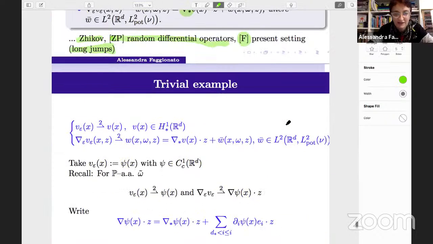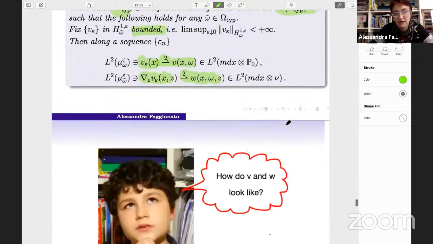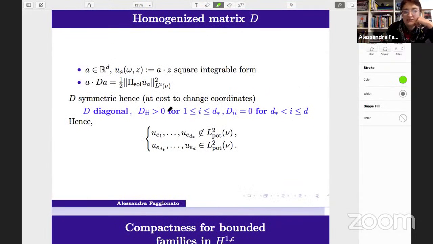Yes, the example is the following. I tell you one simple property that I need for the example. I told you that the homogenized matrix D is defined in this way: you take a vector a, consider this deterministic trivial elementary form a times z, which does not depend on omega, and compute the norm of the solenoidal part of this form. The fact that D_ii is positive means simply that these elementary forms with respect to the first d-star coordinates are not purely potential, so this is not a 0.